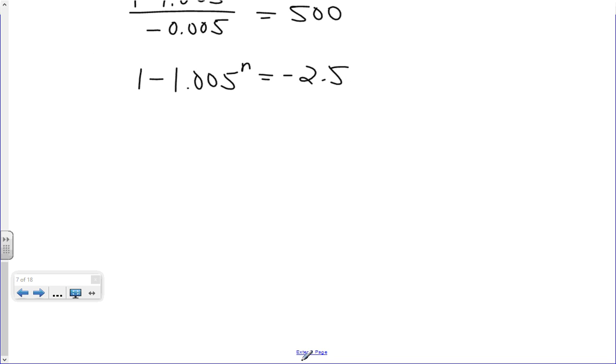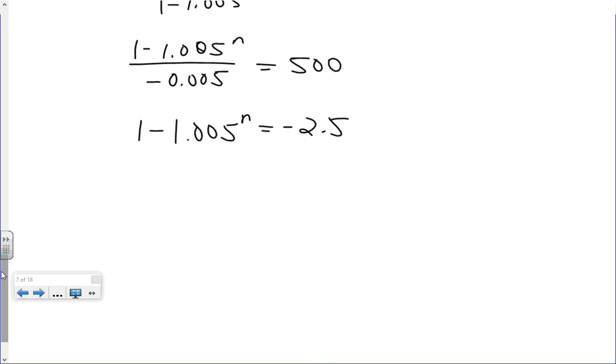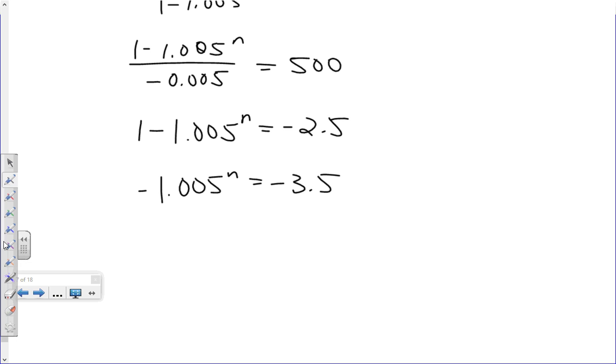Again, we're trying to solve for this value of n, so let's subtract the 1 that we have out front. So I've got negative 1.005 to the nth is equal to, when I subtract 1, negative 3.5 is what shows up here. I can multiply both sides by negative 1. That will get rid of the negatives that I've got there.